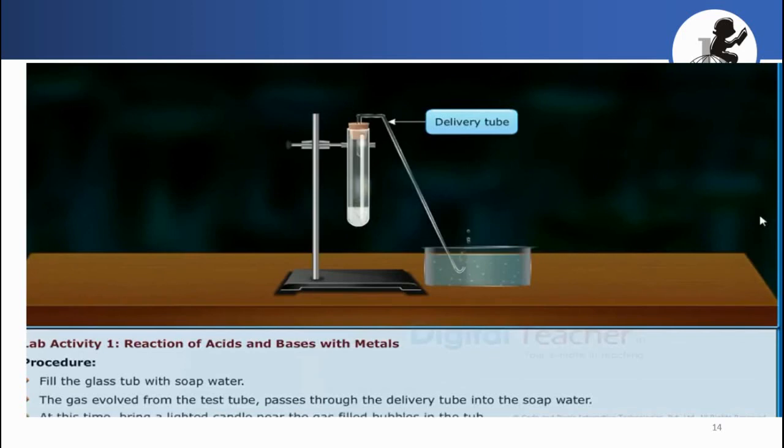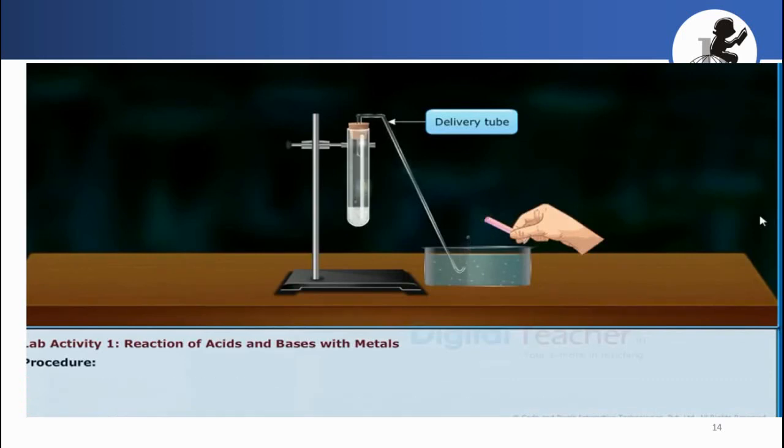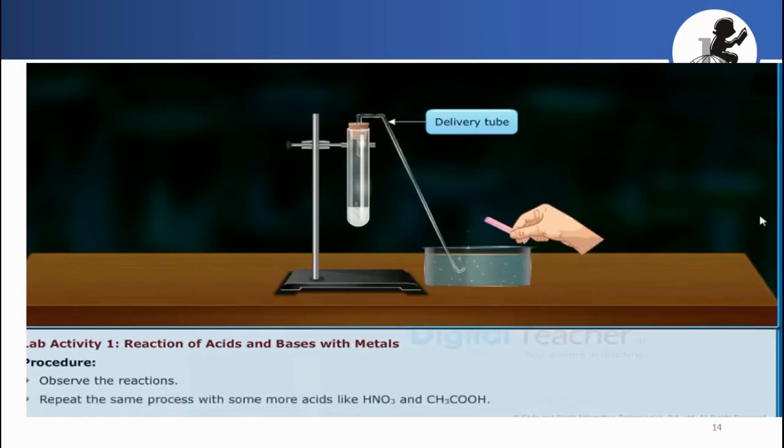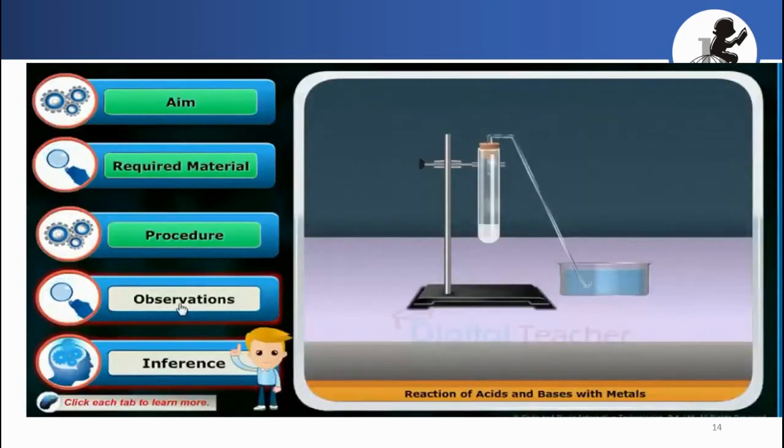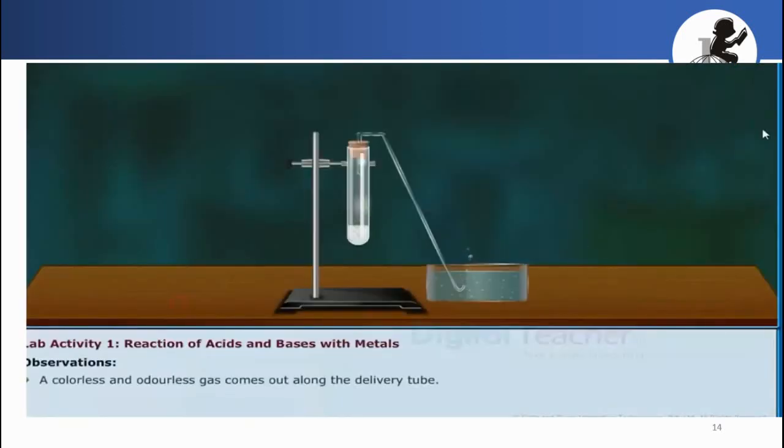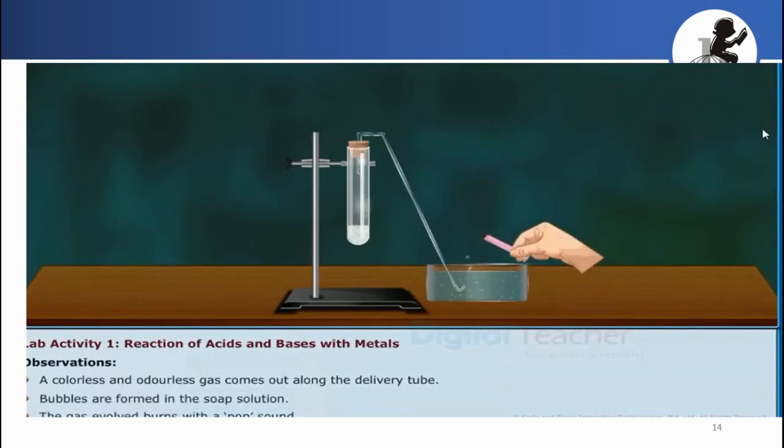Next, what happens here? When hydrochloric acid reacts with zinc granules, a gas is evolved. Okay, the evolved gas is here. We observe the gas is evolved. And next one is observation. When zinc granules react with hydrochloric acid, the gas is released. The gas is sent into another beaker which contains soap water through a delivery tube.